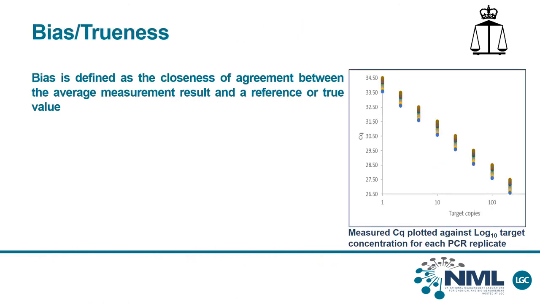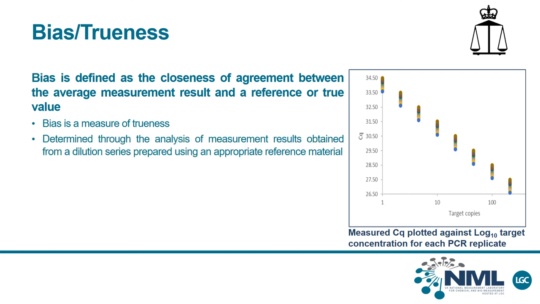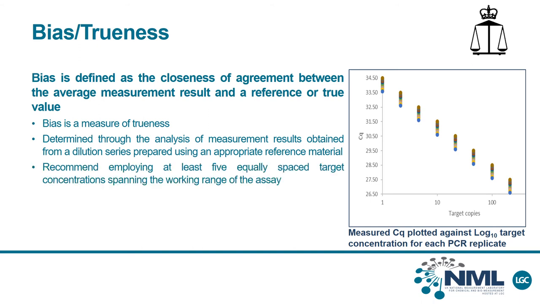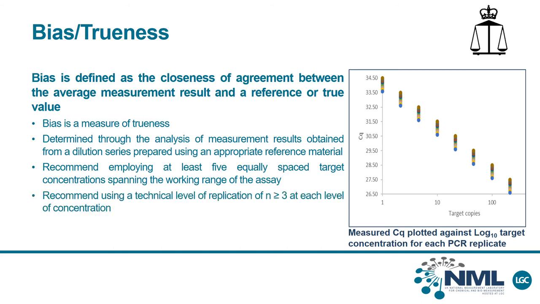The bias of a PCR assay may be defined as the closeness of agreement between the average measurement obtained for a series of test results and a certified reference value. It may be determined by analysing a series of evenly spaced target concentrations which span the working range of the assay. As a rough guide, a minimum of 5 target concentrations should be employed, using a technical level of replication of greater than 3 if practically possible.